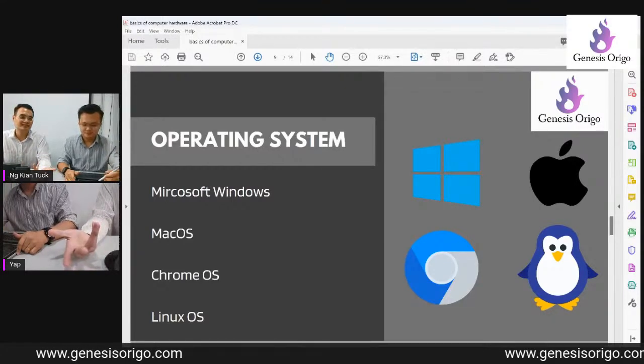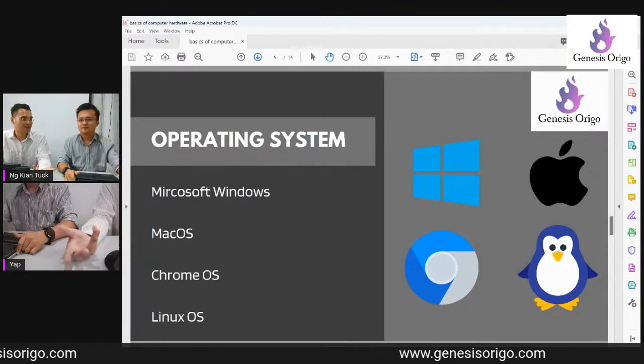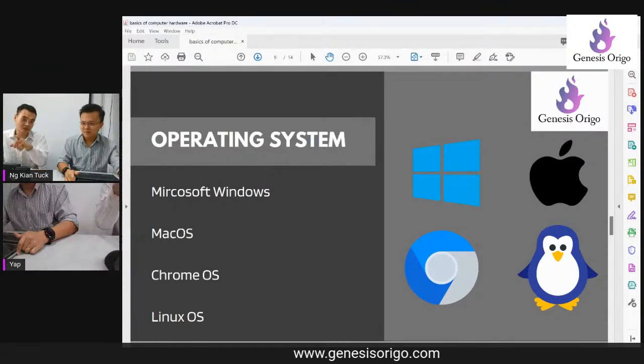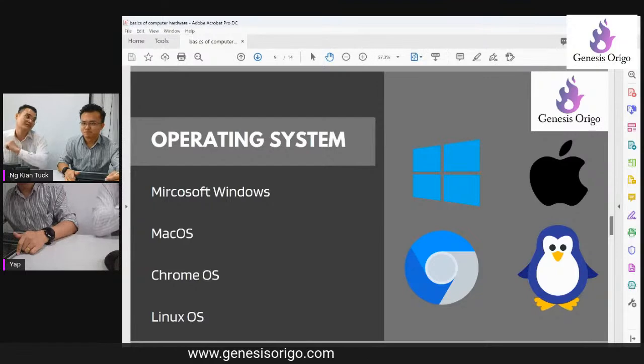Mac is more for the high end, really for graphic processing. And then Chrome OS is for the Chromebook.